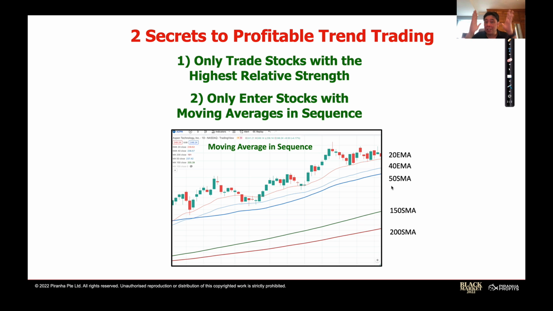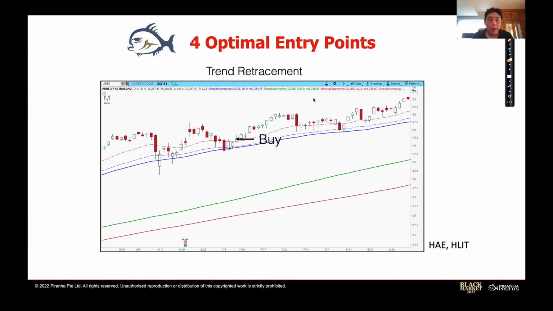So you've got to have this sequence of moving averages, because when you've got this sequence, that means the trend is very, very strong, and there's a very high probability that the price will continue moving up. Again, it's not a 100% prediction, it's a probability, okay, where the odds are in your favor. Okay, so that's the trend retracement entry.